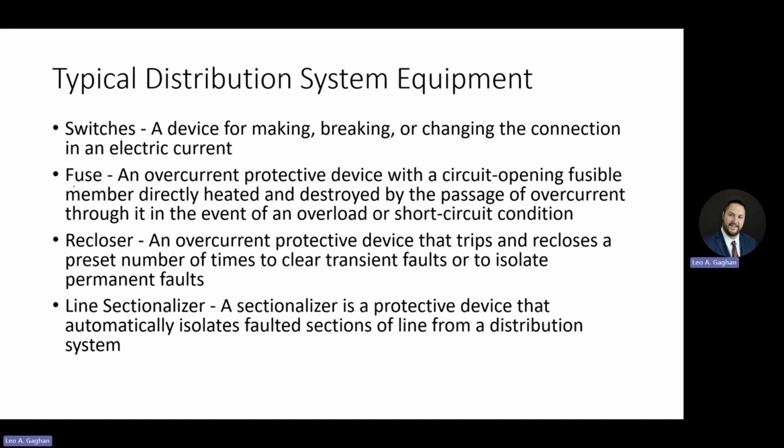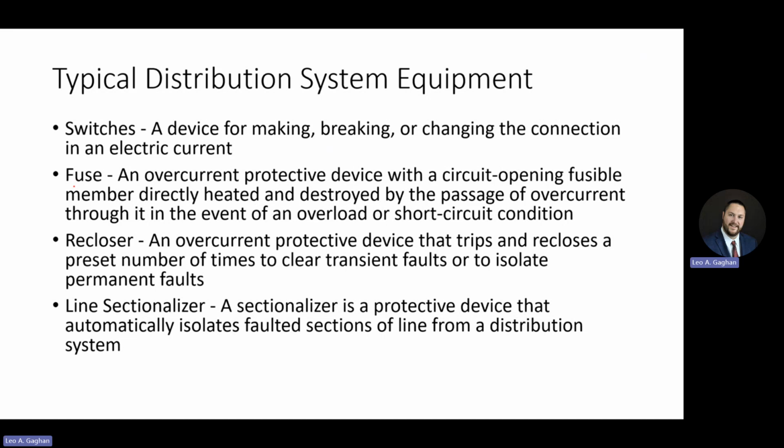A fuse, another pretty simple device. It's an overcurrent protection device with a circuit opening fusible member directly heated and destroyed on the passage of overcurrent in the event of an overload or short circuit condition. It's basically really small wire, a fuse. As current flows through and it gets hot, it melts, and it melts to isolate or remove the current flow. A little more to it as we'll see with different types of fuses, but it's the general idea.